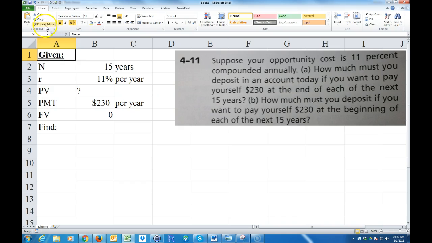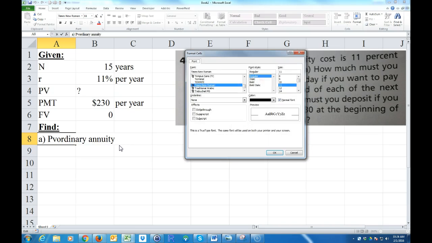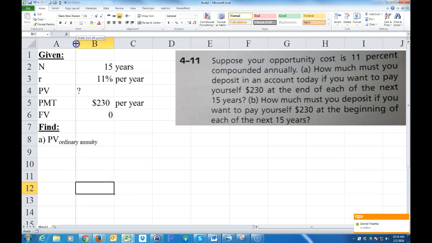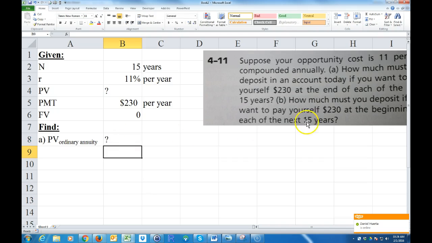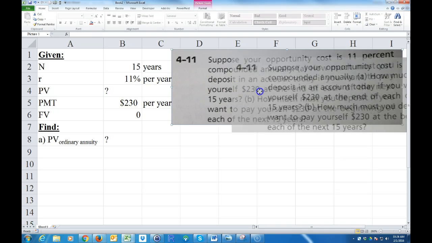I'm going to go ahead and copy this format down here. So I'm going to click on this cell and go Format Painter. Okay. So for A, we want to find the present value for an ordinary annuity. Now I'm going to make this subscript. So I'm going to highlight it, and then hold down Control, hold down Shift, hit F as in font, or format cells. Then you go Alt and B for subscript and then hit enter. So I'm just going to make that so it looks a little bit nicer. So you want to know the present value for an ordinary annuity. An ordinary annuity means, like it says here, if you want to pay yourself at the end of each of the next 15 years.